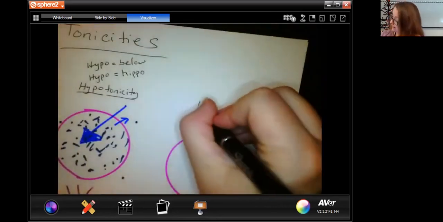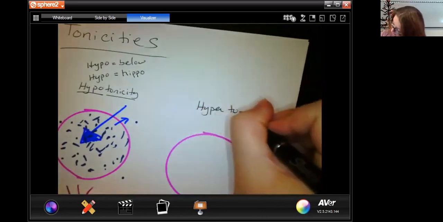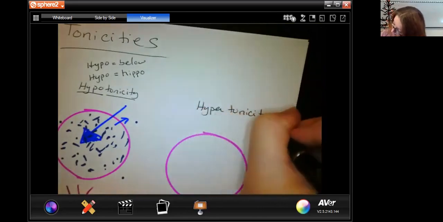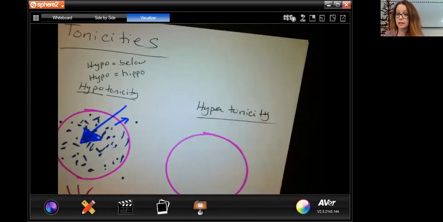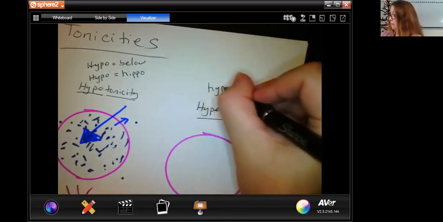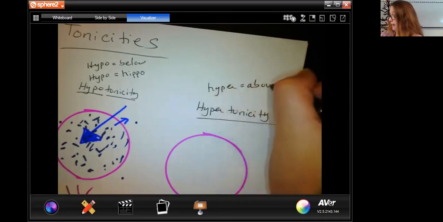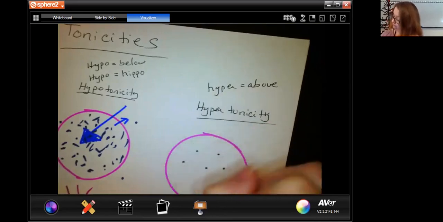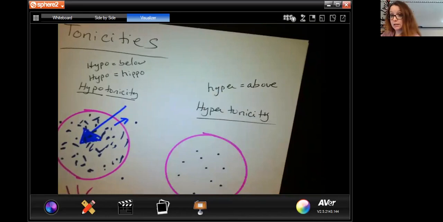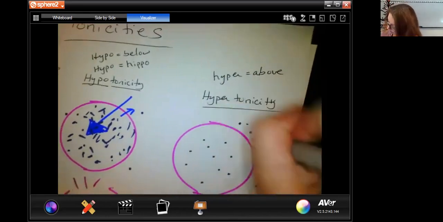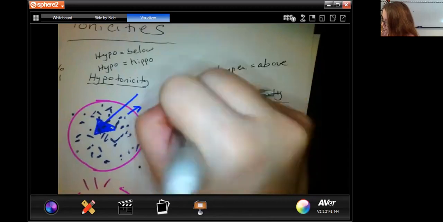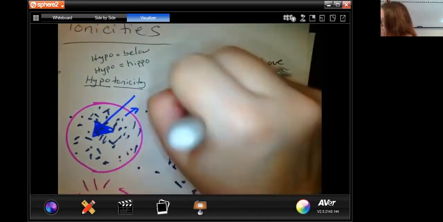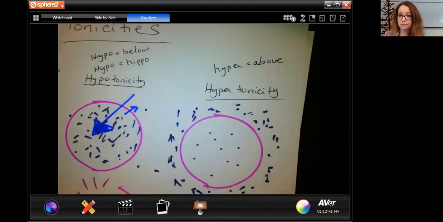Then you have hypertonicity. It is the opposite of hypotonicity. Hyper, by the way, means above. That is what the Latin translates into. I don't have a fun word play for hyper, sorry. So in this case, we have, whoops, our normal 10. But outside, we have way more solutes than inside the cell.